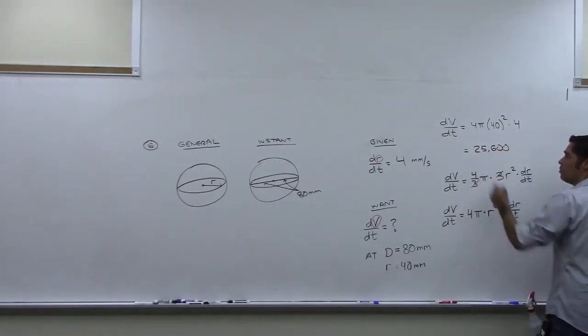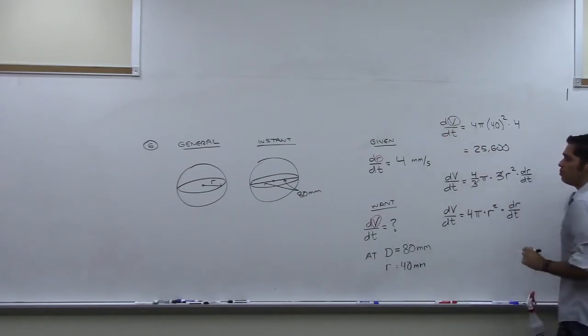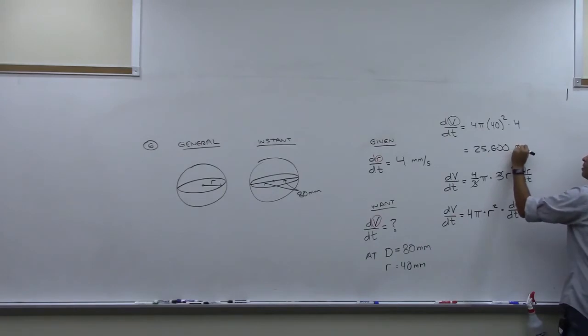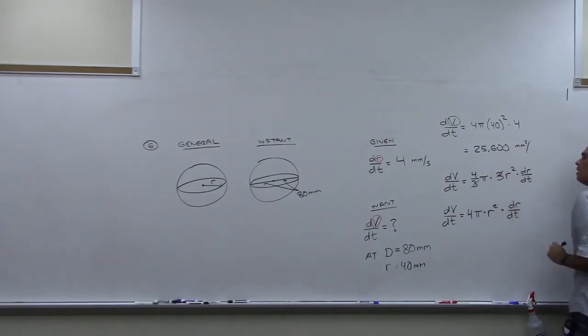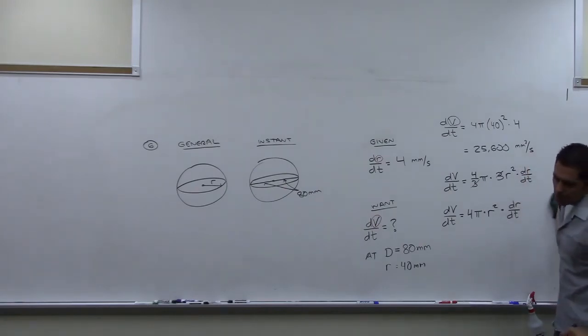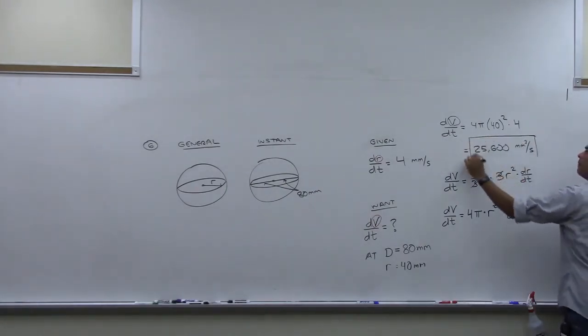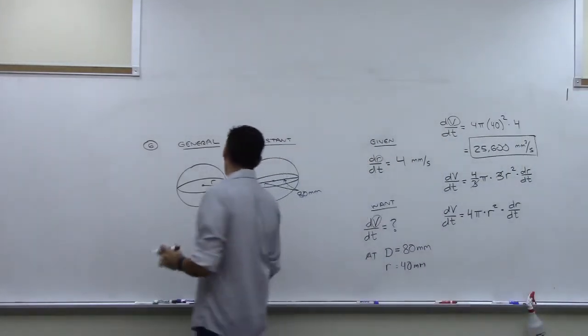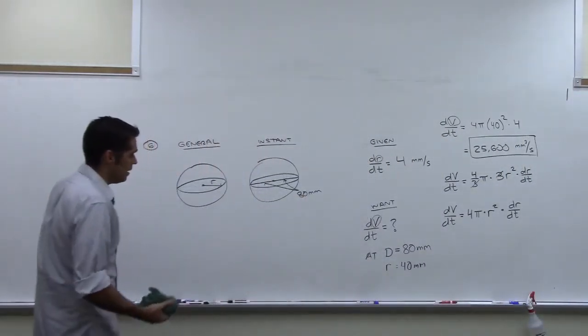And then my units will be the measurement of volume, which is whatever the unit is cubed. So it's going to be millimeters cubed, cubic millimeters, over time unit, which is seconds. And that's it. That's the rate at which the volume is increasing at exactly the moment the diameter is 80 millimeters.